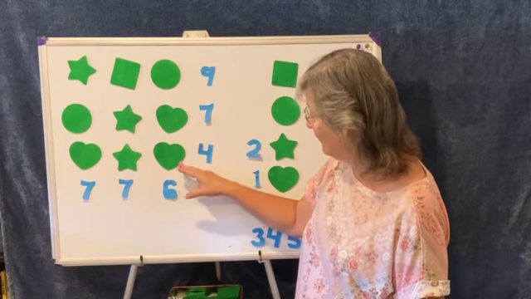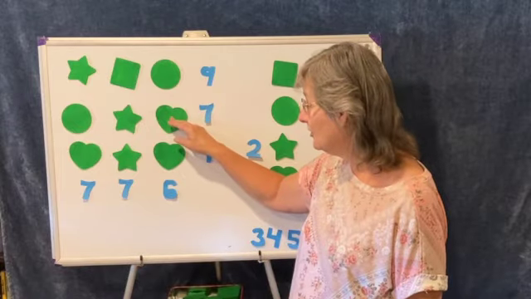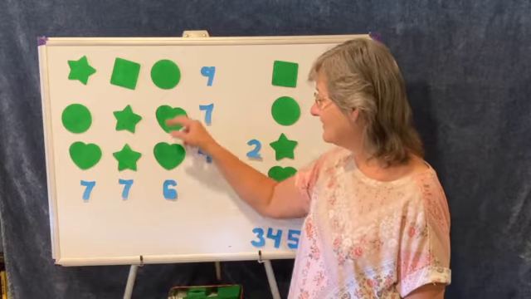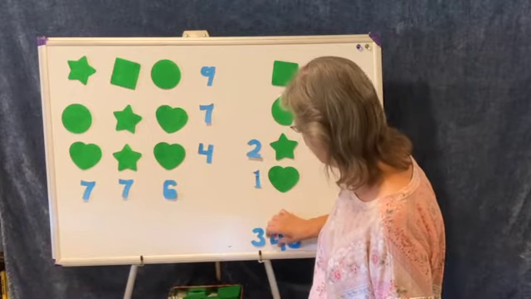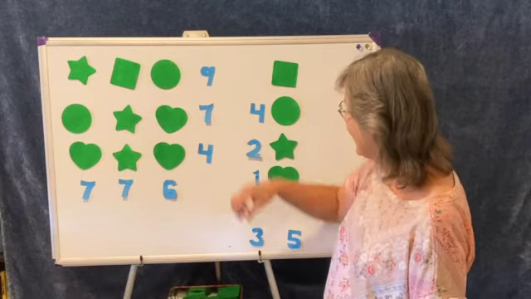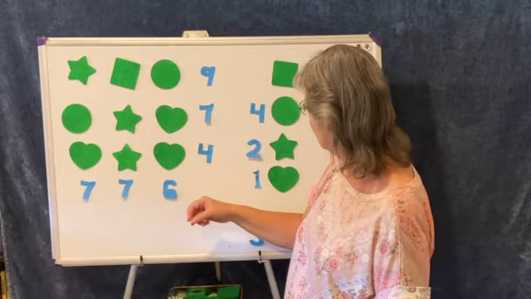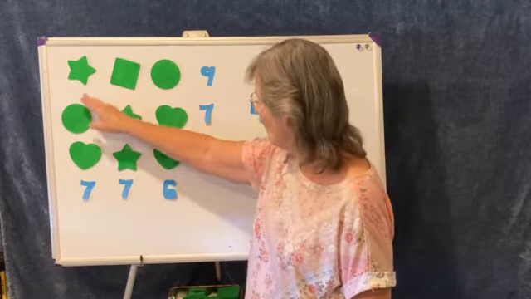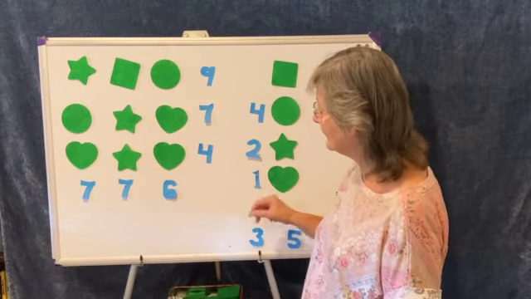Right? Now that we know our hearts are 1, we have 1, 1, 2. 2 from 6 leaves us 4. That circle must be a 4. And now that we know our circle and our star and our heart, this whole row here should equal 7. 4, 2, and 1 is 7.